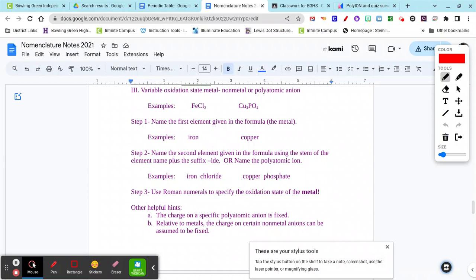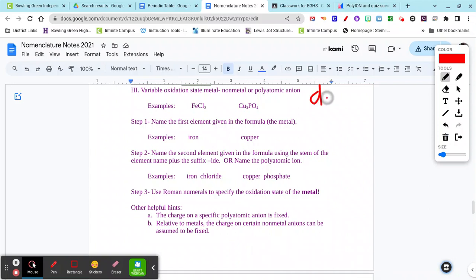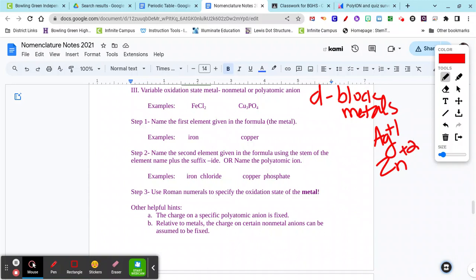So let's talk about the three exceptions to this. These are your D block metals, except for silver, which always has a +1 charge. That one is fixed. Zinc always has a +2 charge, which is fixed. Cadmium is also always +2. Okay, so those are the three D block metals that won't ever change. Everything else in the D block can have different charges.